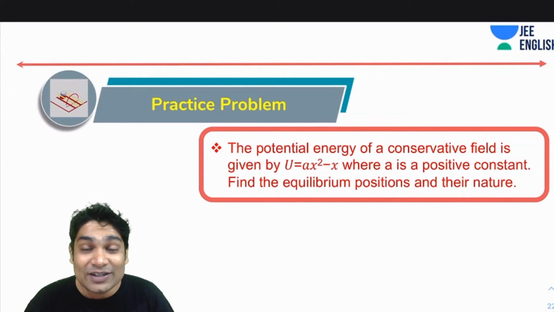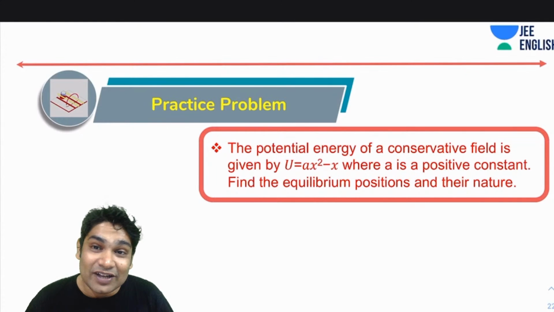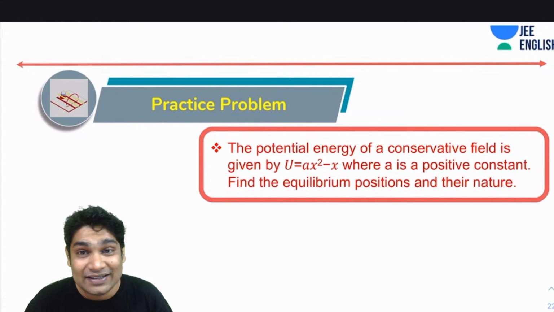Okay, so let's talk about this question. The potential energy of a conservative force is given to you as U equals ax square minus x.